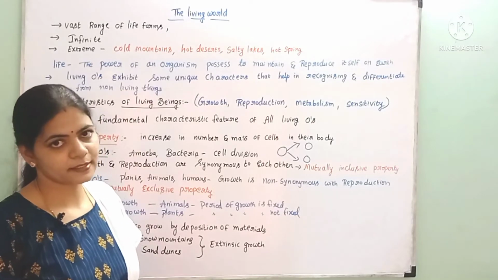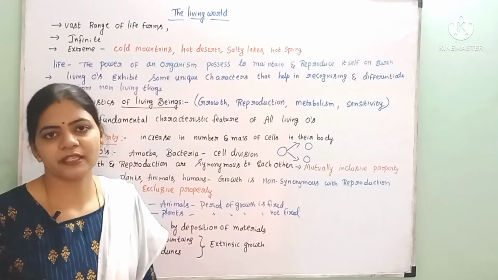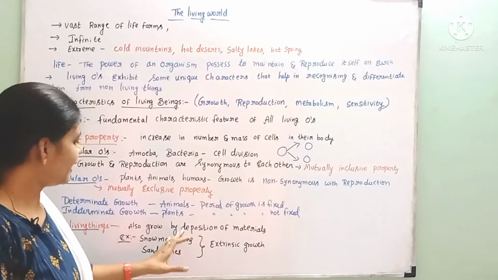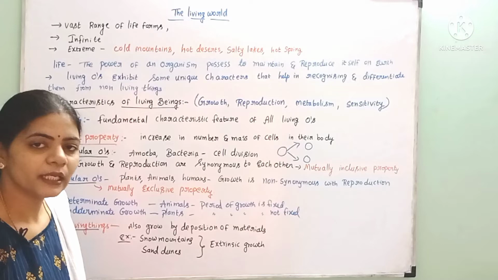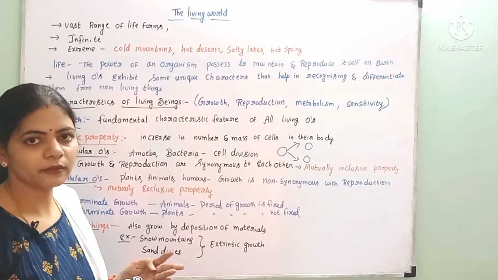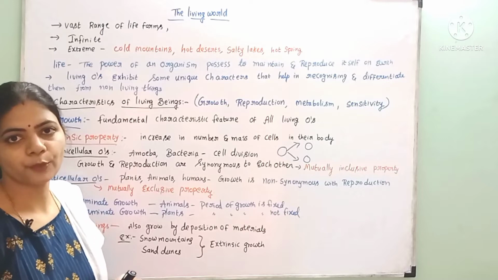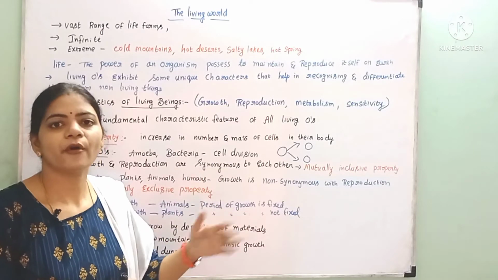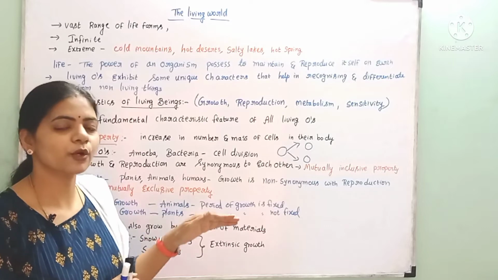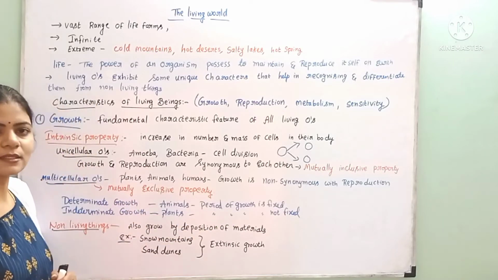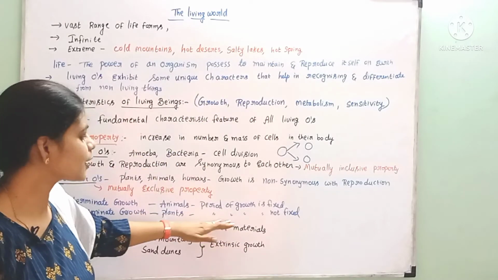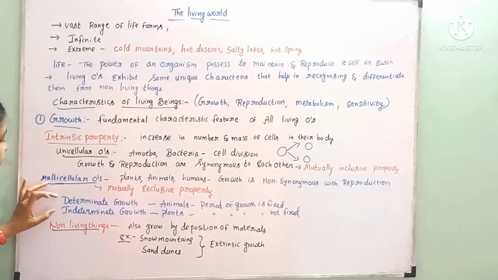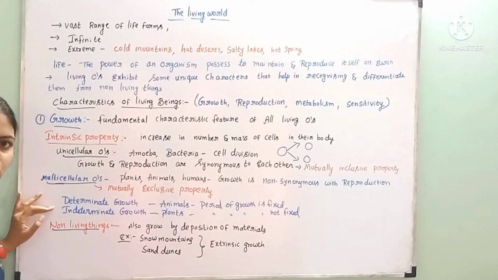And what is determinate and what is indeterminate growth? Determinate growth is seen in animals. If the growth period is fixed, that is called determinate growth. And if the growth period is not fixed, that is called indeterminate growth. So animals grow only up to a certain age. For example, in human beings, girls will grow up to 18 years and boys up to 21 years only. That is, the growth is fixed. Whereas in plants, the growth is not fixed. The growth of plants continues until the end of life. If the growth is fixed, that is called determinate growth. If it is not fixed, that is called indeterminate growth.